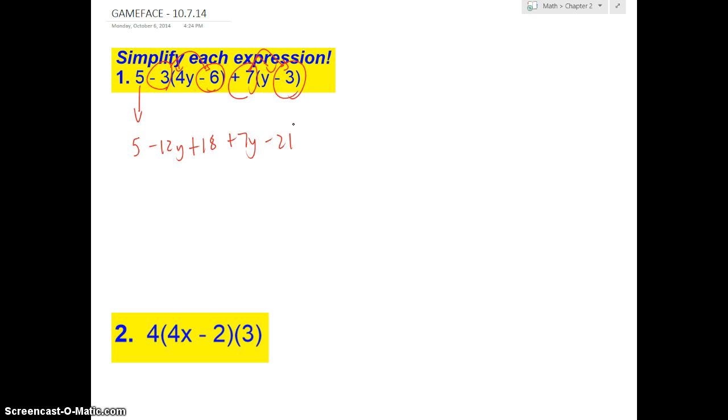And what the heck, I've got to combine my terms, so now my 5 just becomes another constant. So I say 5 plus 18 is 23. 23 minus 21 is 2. I get 5 plus 18 minus 21 is 2, and negative 12y plus 7y is negative 5y. Got to get everything in the correct order.